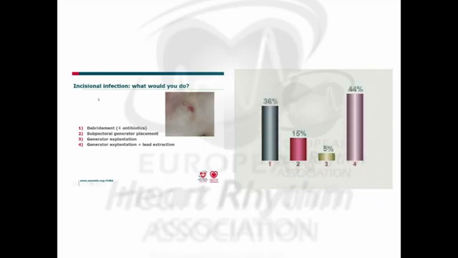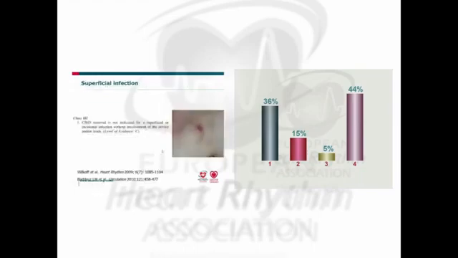Okay, this time it's less clear. So there's a bimodal distribution. First, I think some of you would just do conservative treatment, and about the same number would actually again take everything out. So that's actually a close call. What do the guidelines tell us?